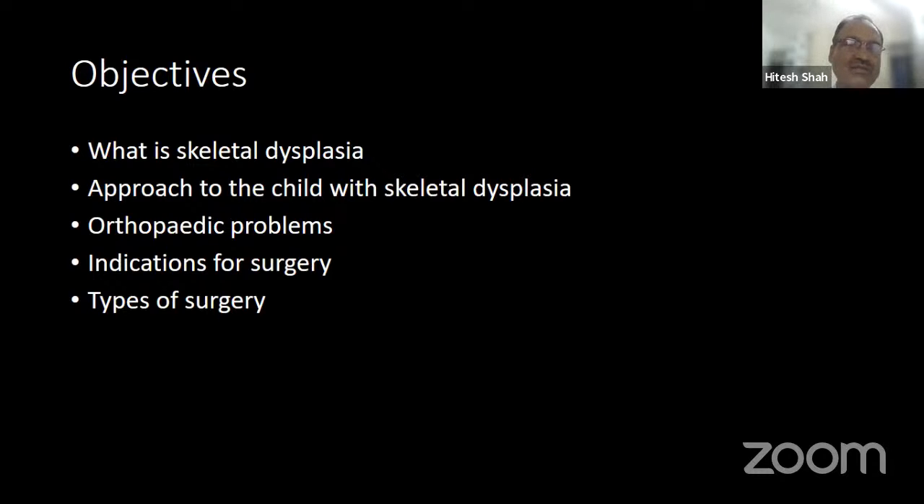What is actually skeletal dysplasia, and how is it different from dysostosis? When a child comes to all of us, how do we approach the child with skeletal dysplasia, and what are the relevant clinical examination points, radiological points, and molecular diagnosis? Basically, we are the orthopedic community, so we need to know what the orthopedic issues are in a child with skeletal dysplasia, when to do surgery, and when not to do surgery. It is also very relevant. On the types of surgeries, I'm going to discuss a few cases and show how we deal with a case of skeletal dysplasia.